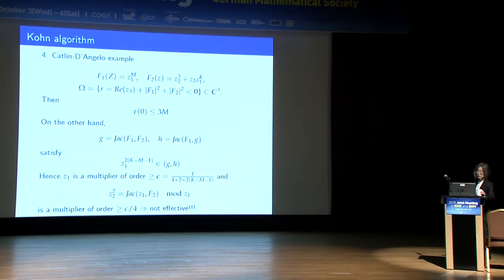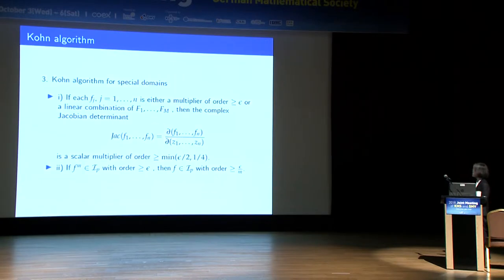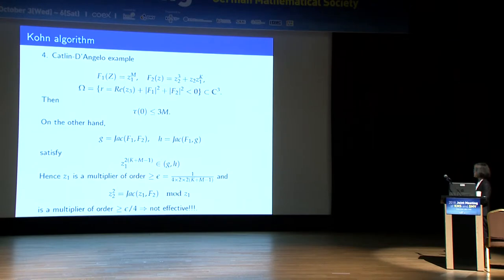And then now we give an example where, if we just simply follow this algorithm, then we may have ineffective termination. So this is an example. So omega is defined by this equation. So this is a special domain. And F1 is this, and F2 is this. Then we can compute its type. And the type is always less than 3m, where m is here and 3 comes from here.